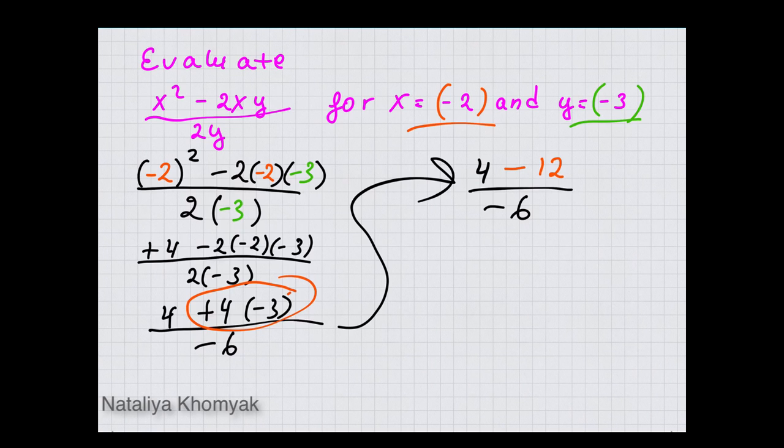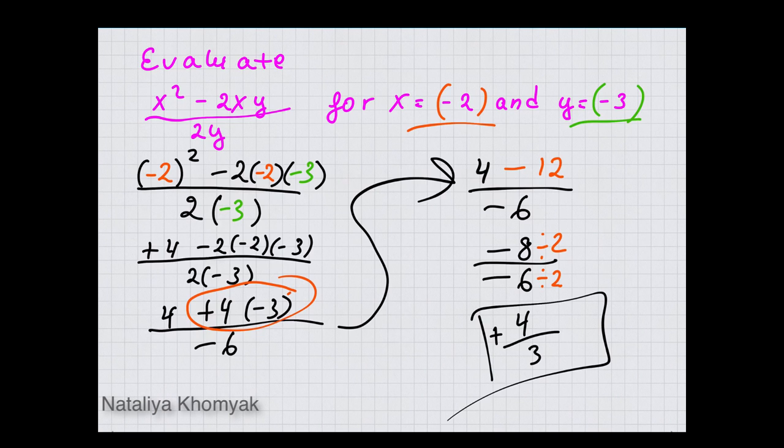Difference between 4 and 12 is negative 8 out of negative 6. Negative divided by negative, we get positive. We can also reduce this fraction, so both numbers are even. We can divide by 2. Negative divided by negative, we get positive. 8 divided by 2, 4. 6 divided by 2, 3. 4 out of 3 is our answer. That's all.